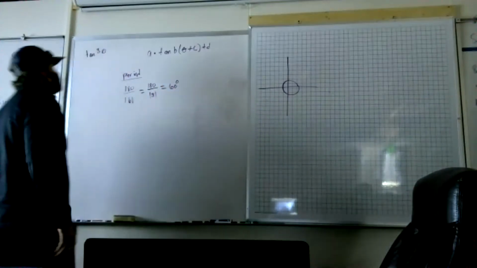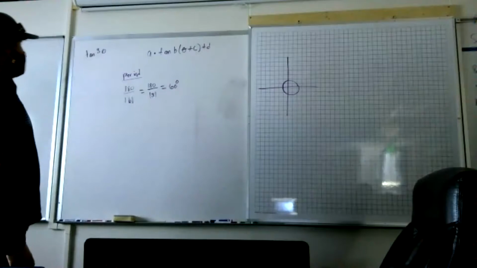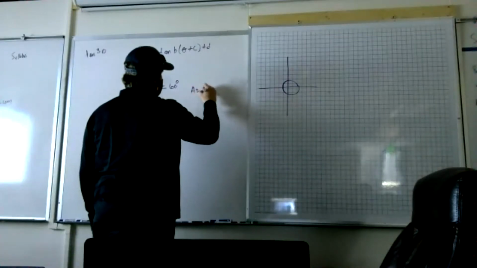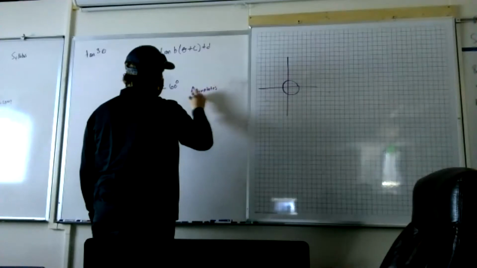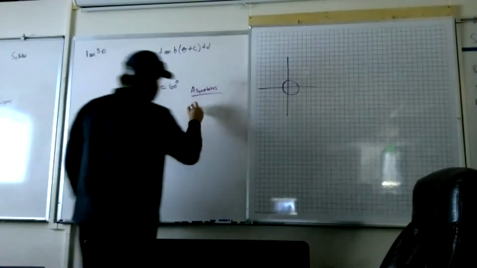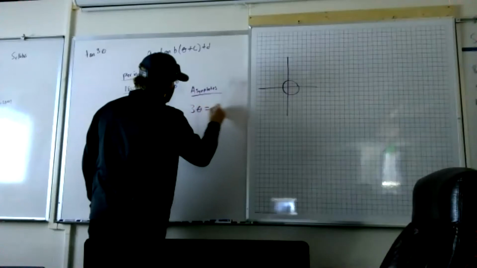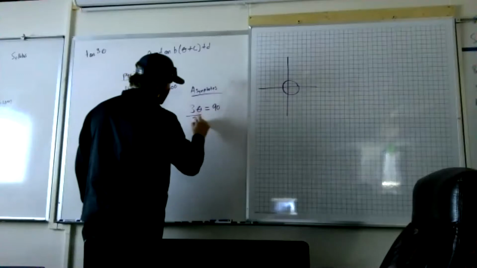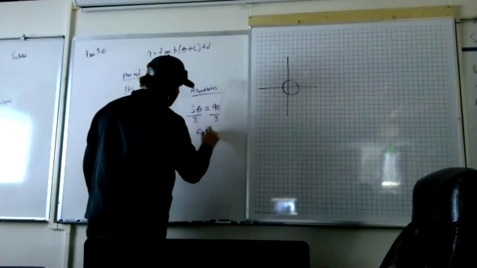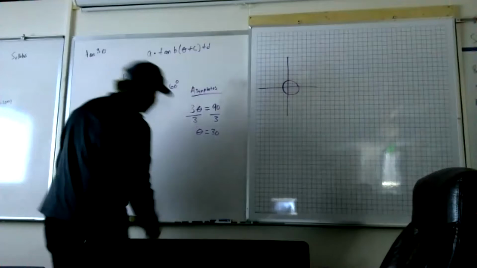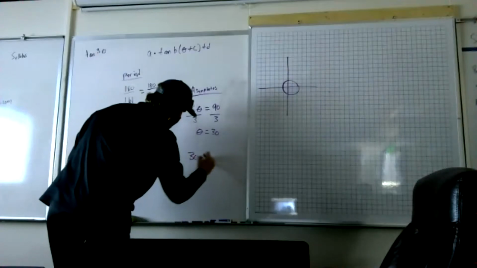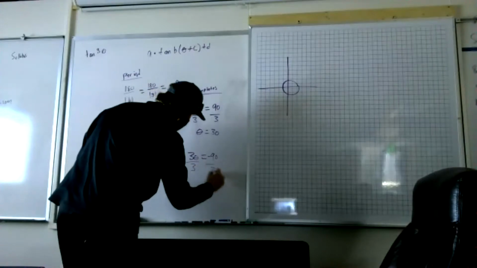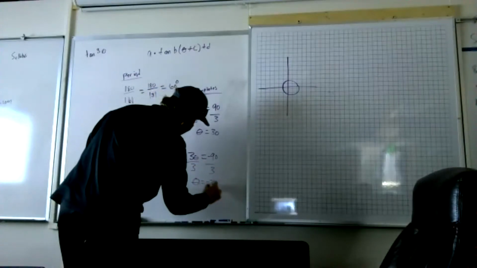Okay, that is my period. Now to find my asymptotes, like I just did, I'm going to take what's on the inside, this 3 theta, and set it equal to 90. Then I'm going to solve for theta, which gives me theta is equal to 30 degrees. And then 3 theta set equal to a negative 90, because I have to find the negative asymptote. Divide by 3. Theta is equal to a negative 30.